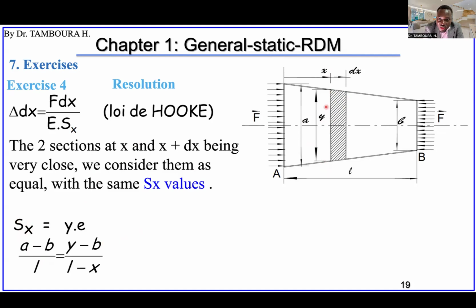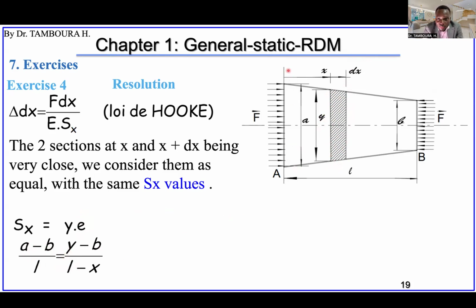So S(x), the section here, is y times the thickness e, where y is the height of this section. The thickness cannot be seen here, but if we had it in three dimensions, we could see it. So the section can be calculated as y times e. And there is a simple high school relationship that helps us get y.